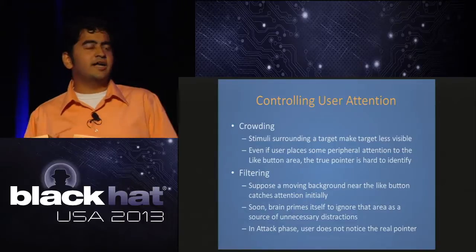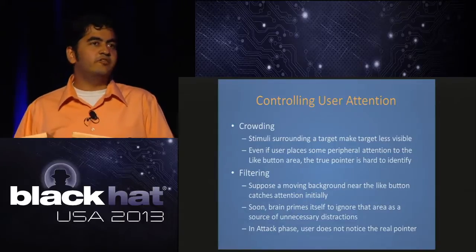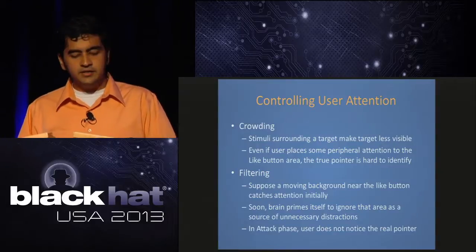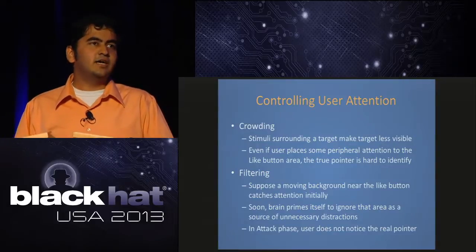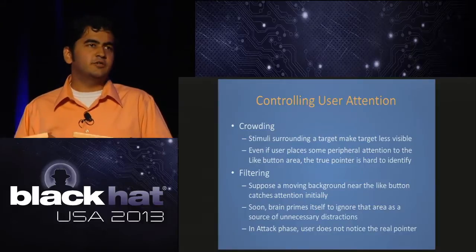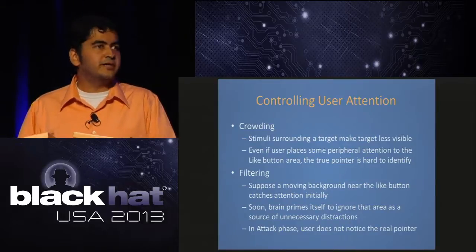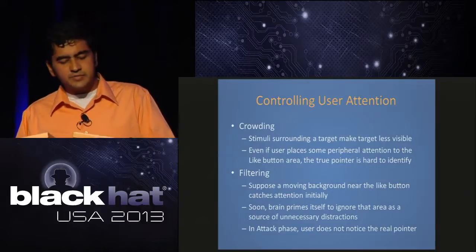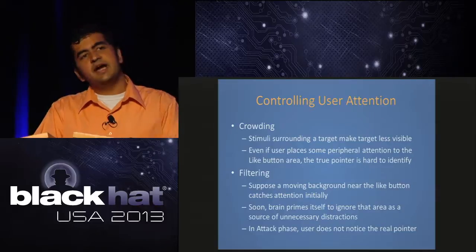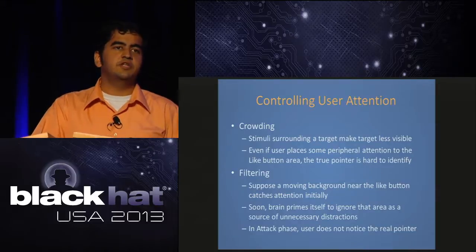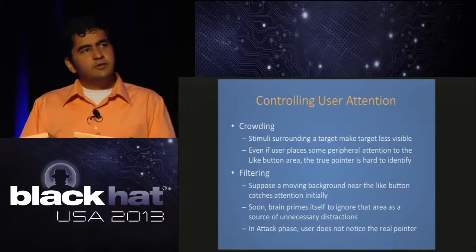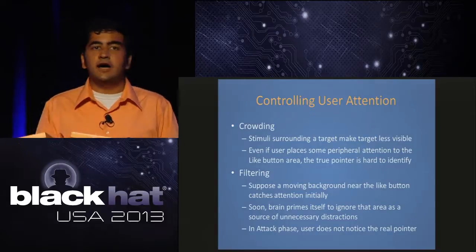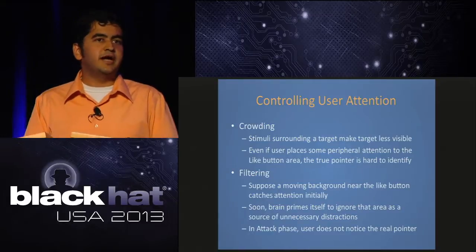Another thing that we could have tried would be a phenomenon called filtering. Suppose we had a moving background behind the like button, or something flashy behind the like button. Initially the brain will look at it. The brain will ask, oh, that's some interesting stimuli, let's take a look at it. But after a while it will realize that it's not something useful and start ignoring it as a source of unnecessary distractions. And then we can do the attack in that area because we know that the human will not take a look. And so I'm talking about these two because in general, controlling the attention of the user is a very useful thing in all attacks that you can do when it comes to human perception and security.